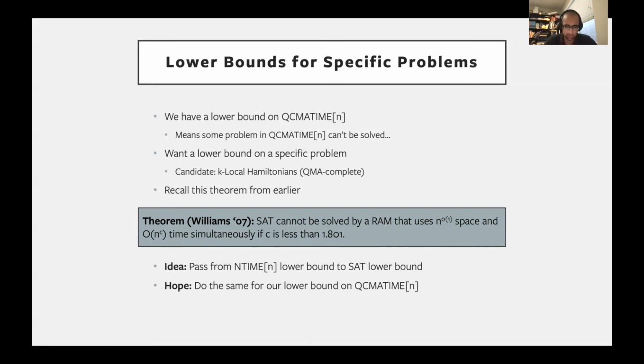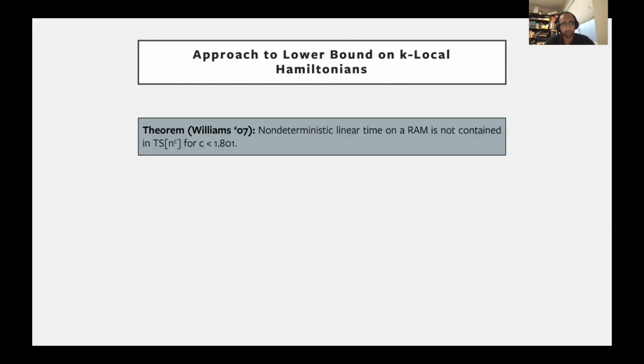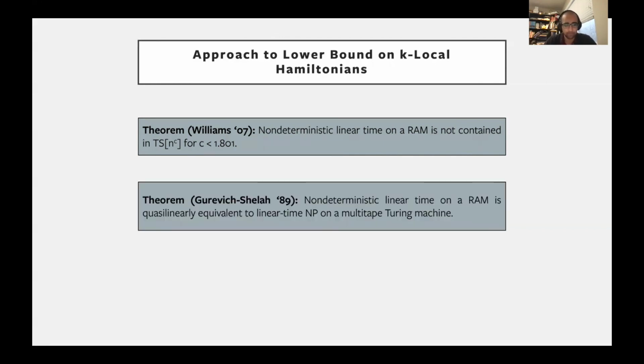And how does it work in the classical case? Well, first one shows that non-deterministic linear time on a RAM is not contained in TSN to the C for C less than 1.801. This is NTIME of n is not contained in TSN to the C for C less than 1.801. There's a theorem of Gurevich and Shelah from '89 that shows that non-deterministic linear time on a RAM is quasi-linearly, so up to polylogs, equivalent to non-deterministic linear time on a multi-tape Turing machine. So we've gone from RAMs to multi-tape Turing machines.